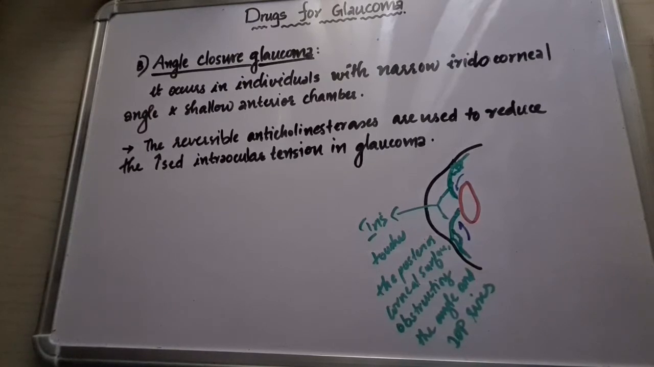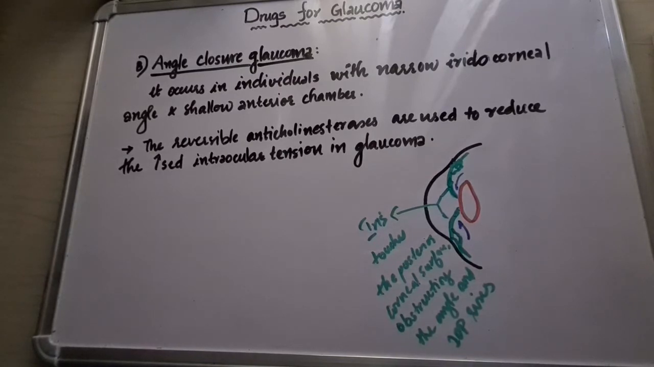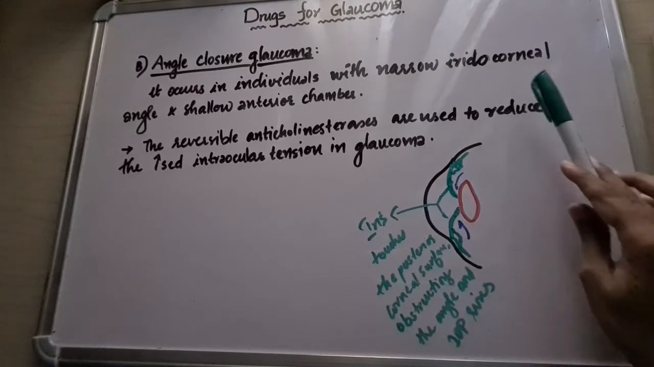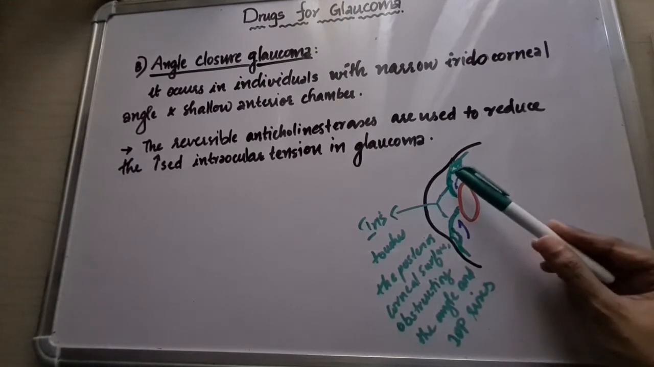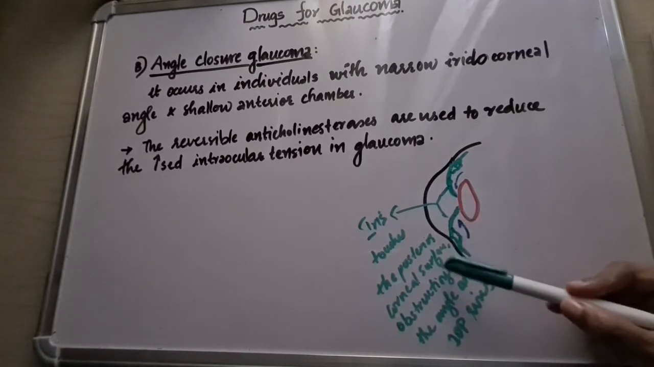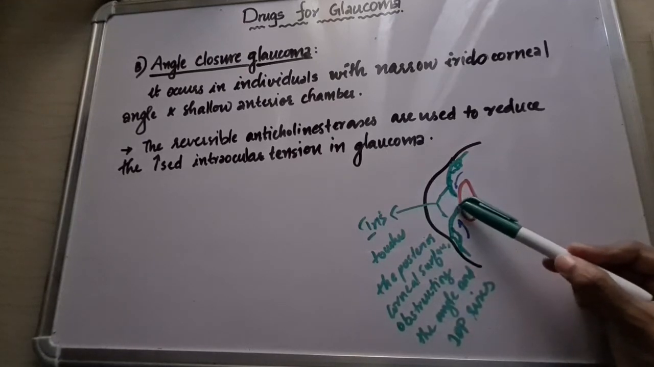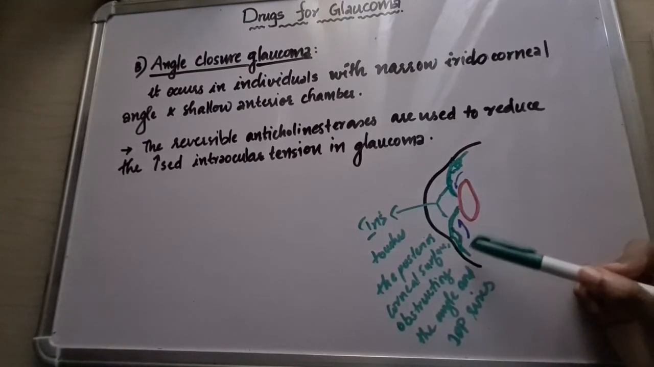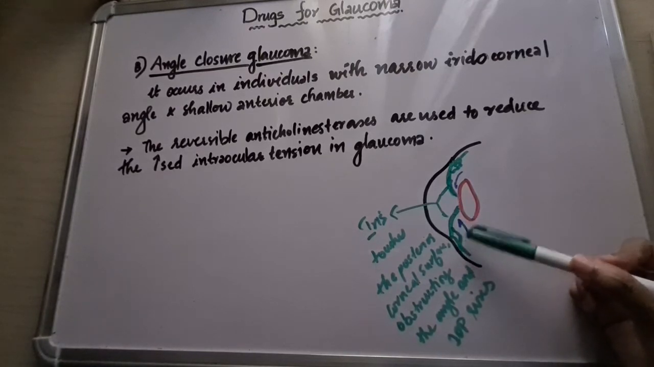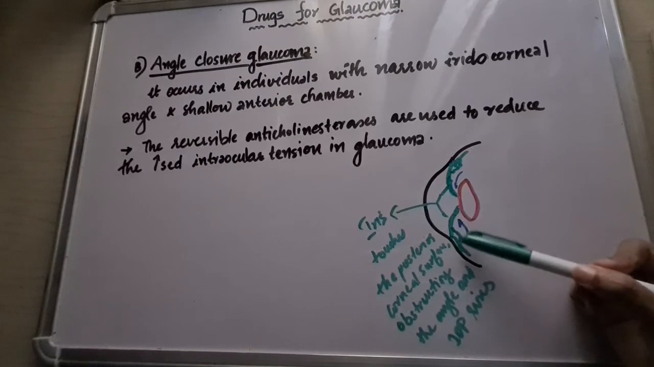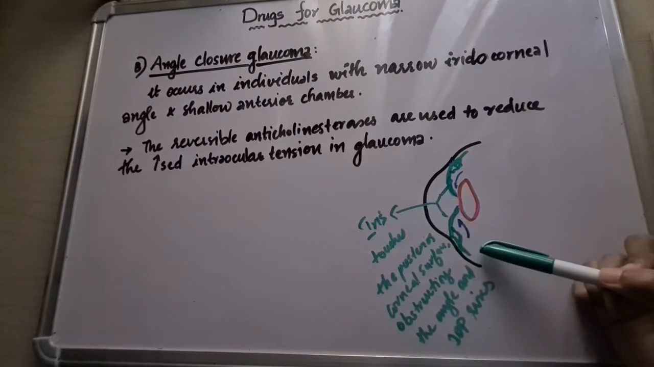The second one is angle closure, which we also call narrow angle or acute congestive glaucoma. Angle closure glaucoma occurs in individuals with a narrow iridocorneal angle and shallow anterior chamber. In angle closure glaucoma, this green colored part is the iris. The iris touches the posterior corneal surface, thereby obstructing the angle, and the IOP rises as the aqueous humor cannot flow out.